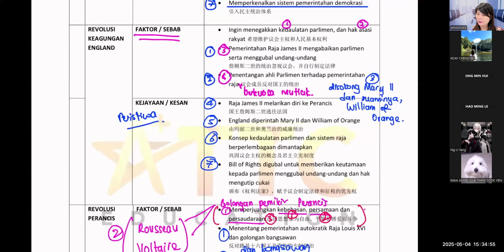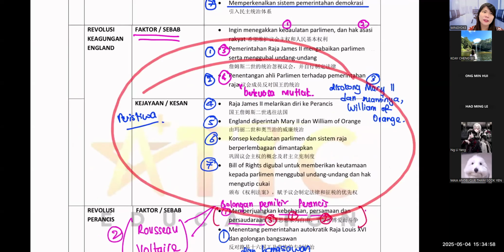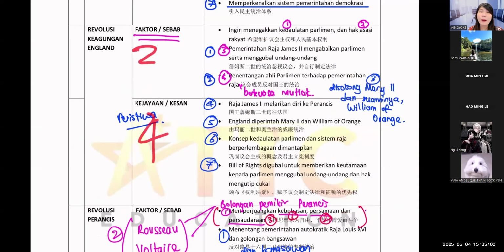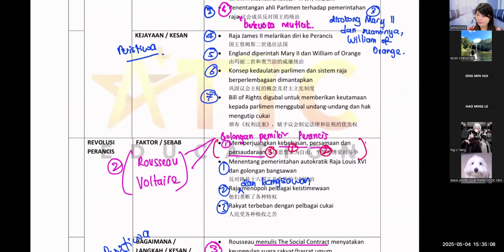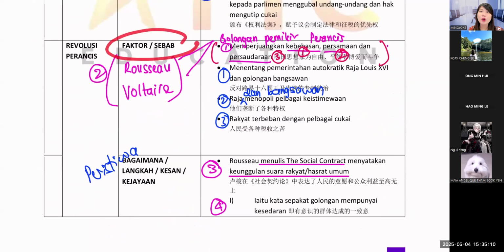So it's like, approximately lah. In exam, it's just maybe 2 marks and then 4 marks like this. Peristiwa, just 4. Sebab is 2, like that. All right, now next. Then the factor is, for the Revolusi Perancis, we have this psychology, what is it called already, the golongan pemikir lah.